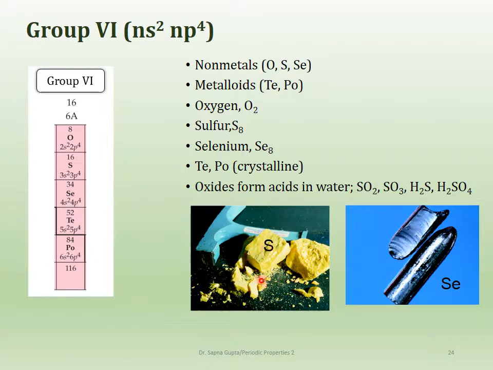Sulfur looks like this, and as you can see, sulfur has no metallic look at all, and oxygen is a gas for that matter. By the time you get to selenium and then later on tellurium, they start looking a little bit like metals, but they're really not metals.